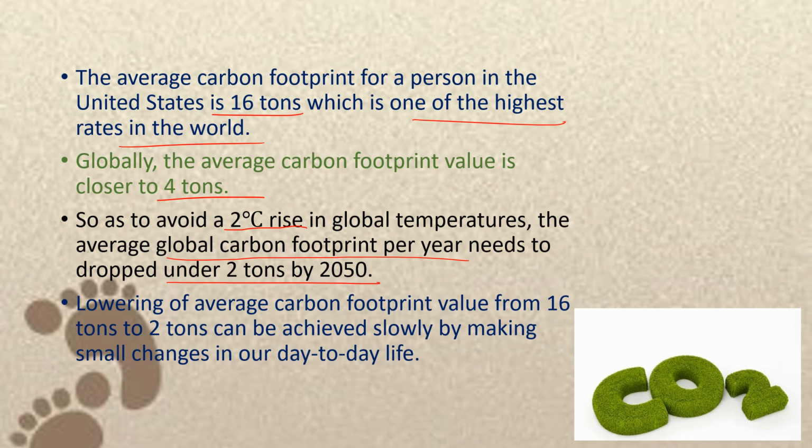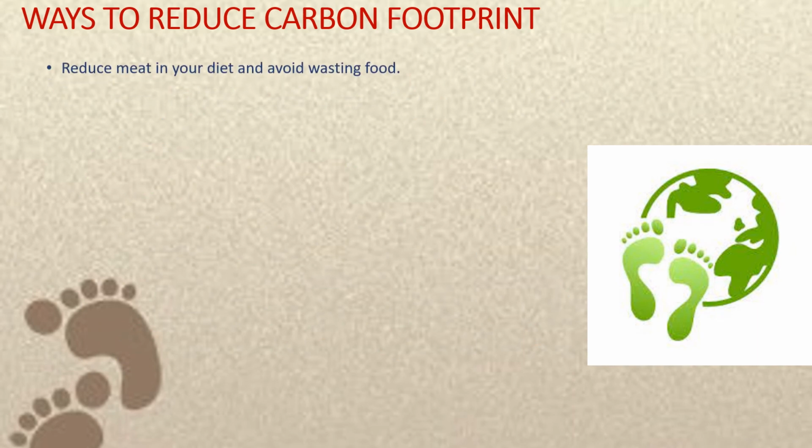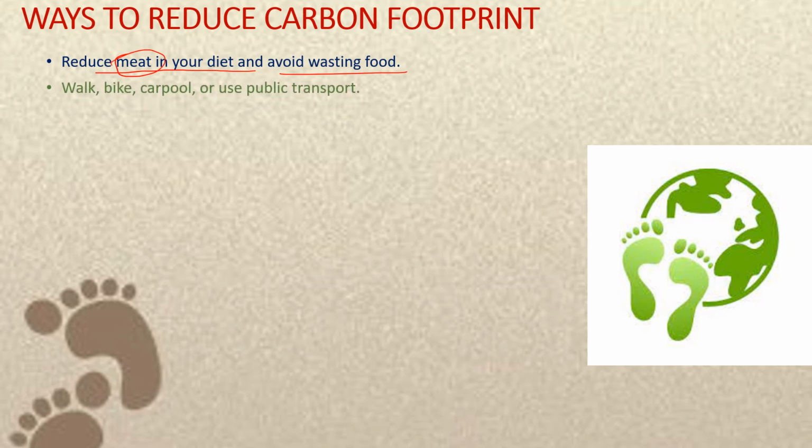Lowering of the average carbon footprint value from 16 tons to 2 tons can be achieved slowly by making small changes in our day-to-day life. So how will you reduce your carbon footprint? Reduce meat in your diet and avoid wasting food. Yeah, meat is present at a higher trophic level, and if you consume anything which is present at a higher trophic level, your carbon footprint is going to be very high. So it is better to avoid meat in your food.